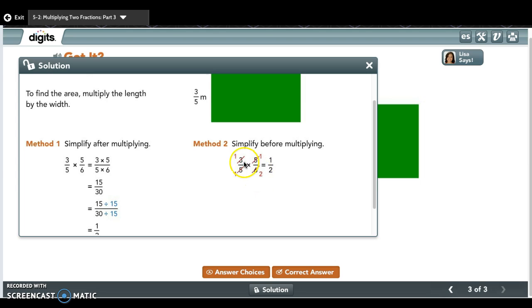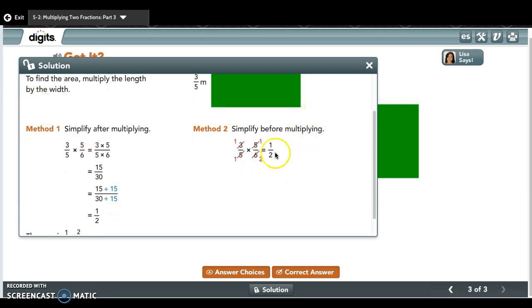So 3 and 6, what can you pull out of that? Well, you can pull a 3 out, so 3 divided by 3 is 1, 6 divided by 3 is 2, and then you have 5 and 5. What's the biggest number you can pull out of both 5 and 5? You can divide both of them by 5. 5 divided by 5 is 1, 5 divided by 5 is 1, so you get 1 times 1 is 1, 1 times 2 is 2, so it just goes 1/2, okay?